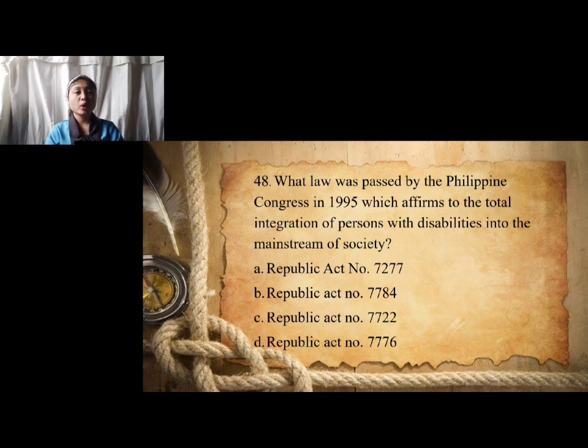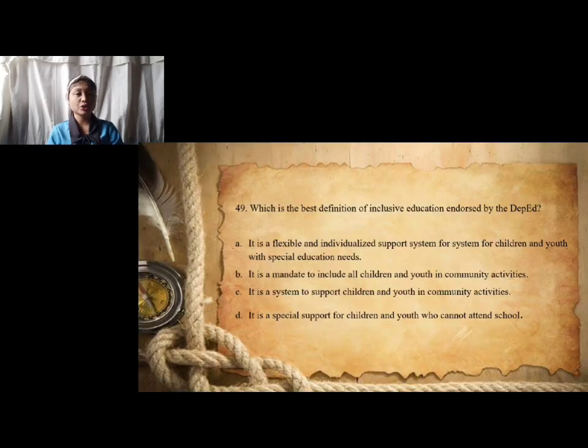Question number 49. Which is the best definition of inclusive education endorsed by the DepEd? So the correct answer is letter A. Inclusive education aims to mainstream students with special needs in a flexible learning environment for acquiring quality education that optimizes their potential for holistic development.